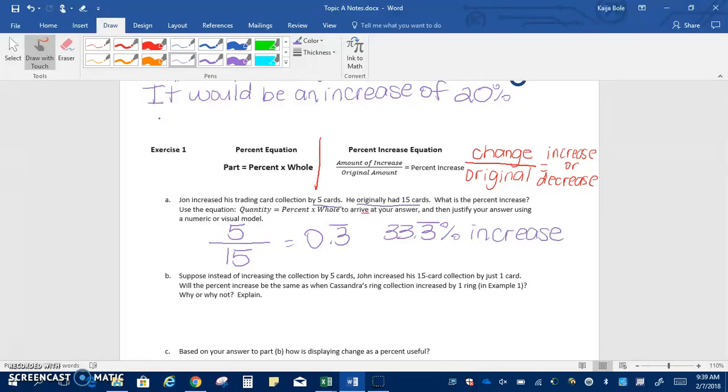Right? Example B says, suppose instead of increasing the collection by 5 cards, John increased his 15 card collection by just 1 card. So we still have our 15 cards, but just by 1 now. And then will the percent increase be the same as when Cassandra's ring collection increased by 1? Explain why or why not. So our blank fraction here, the original was 15. He added 1. When you divide that, you get 0.06 repeating. So this would be a 6.6 repeating percent increase. Alright, so again, you're pretty much just reading the question and plugging in the right spot and then dividing.